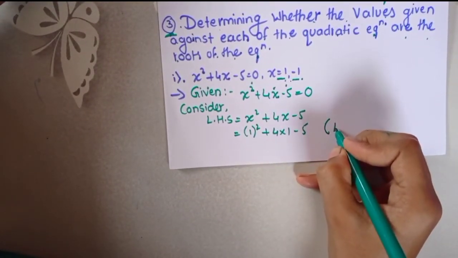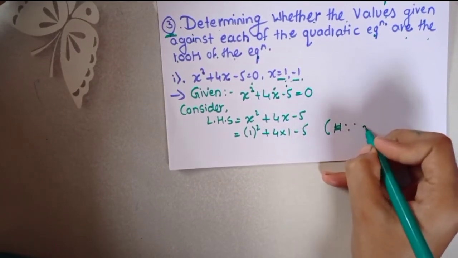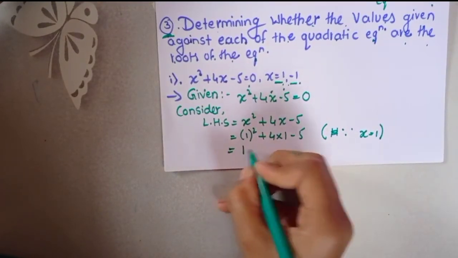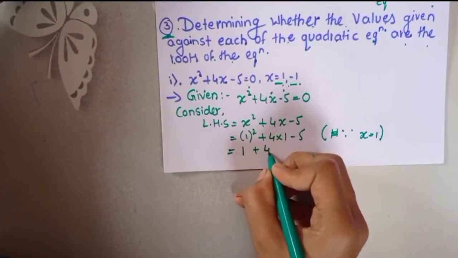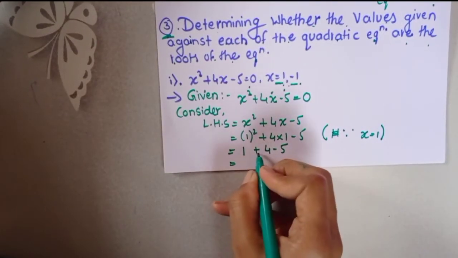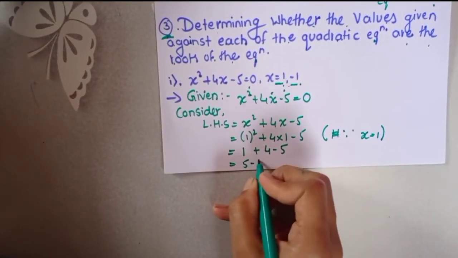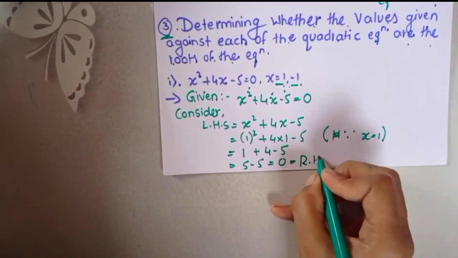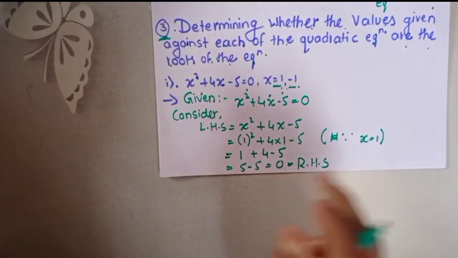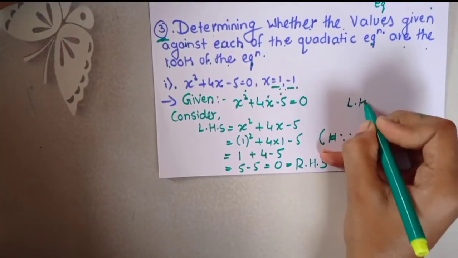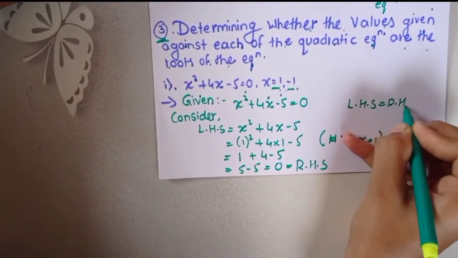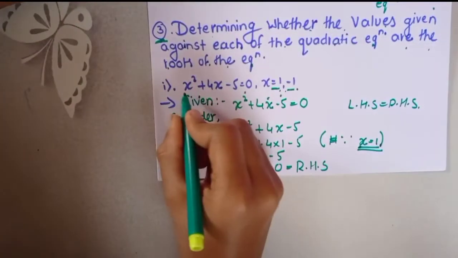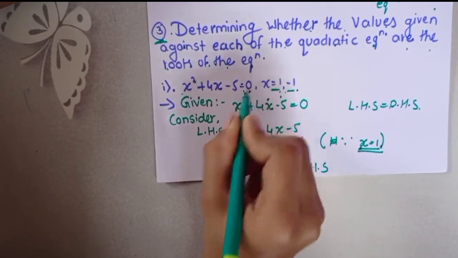Since x is equal to 1, this is 1 square plus 4 into 1 minus 5, that is 1 plus 4 is 5, minus 5, which is equal to 0, which is equal to RHS. Now we can conclude that LHS is equal to RHS. Therefore, x is equal to 1 is a root of this given quadratic equation.